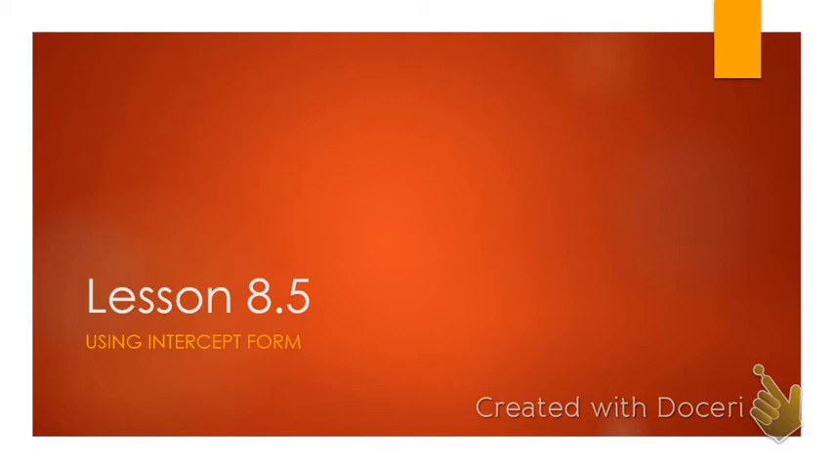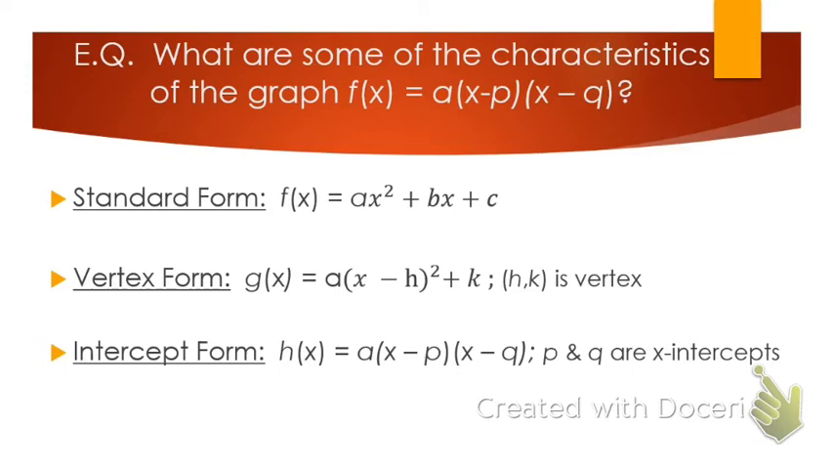But what did we have to be careful of on the vertex form? When we pulled h out, we had to pull out what? The opposite of what we saw. All right? So the essential question for today says, what are some of the characteristics of the graph of f of x equals a times x minus p times x minus q? So this is our third and final form called the intercept form.